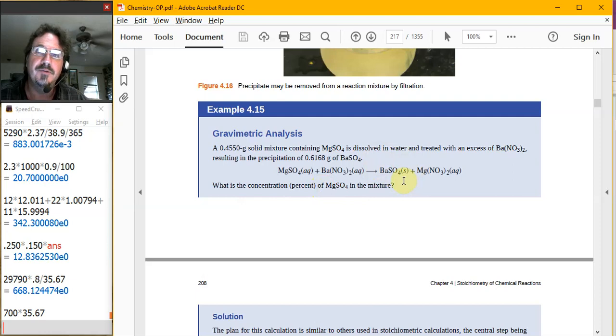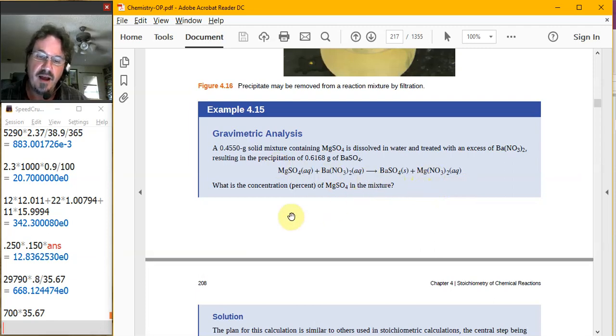Look at the solubility rules, all right? It's actually the very, very last one, number 7. Most sulfates are soluble. Barium is an exception, all right? And so it's a solid. And then magnesium nitrate, that nitrate being a -1 makes that soluble. All right, so there's my balanced reaction.